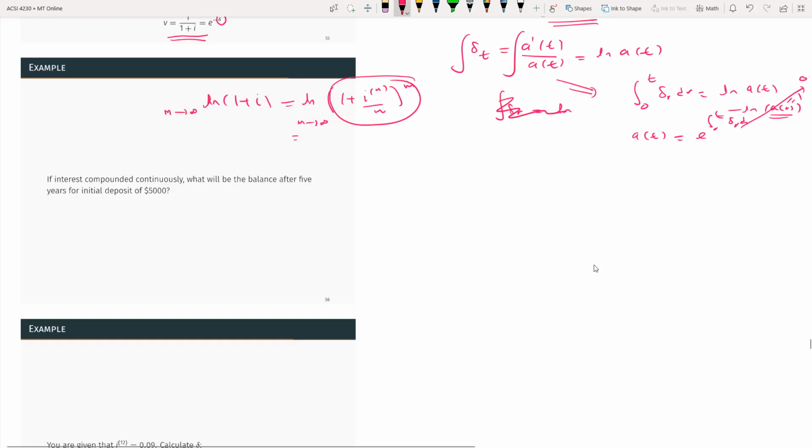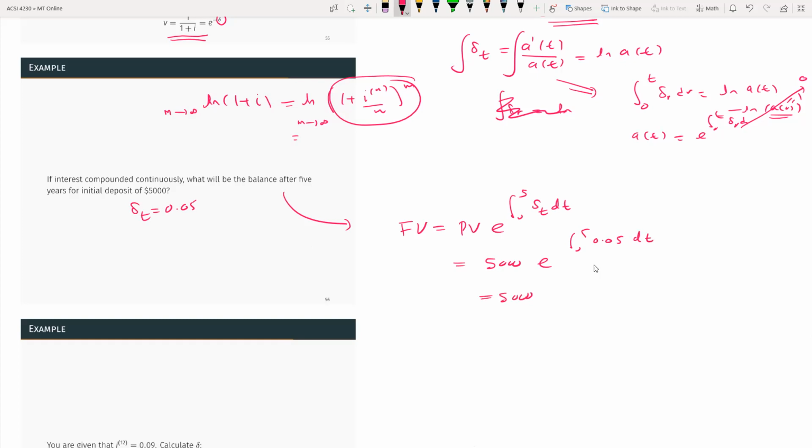So here we can see a few examples. If interest compounds continuously, what will be the balance after 5 years of an initial deposit of 5,000? So you can calculate right away. Future value is present value times e to the integral from 0 to 5 of delta(t) dt. By the way, in this problem, you don't have delta(t), so let's use 0.05. So then this would be 5,000 e to the integral from 0 to 5 of 0.05 dt, which is going to be 5,000 e to the 0.05t from 0 to 5, and then you can get the answer.